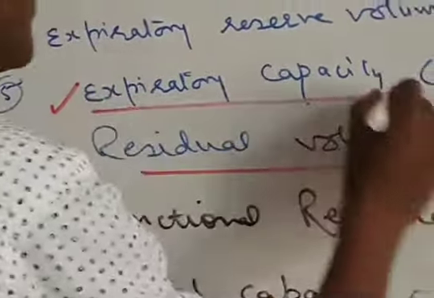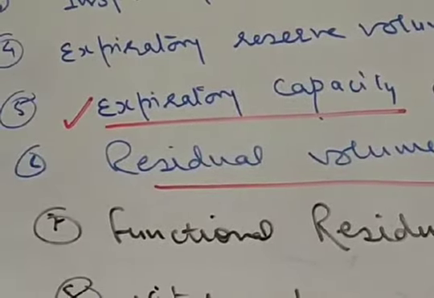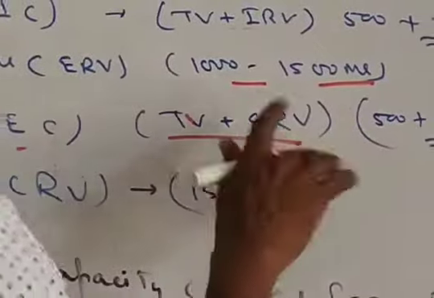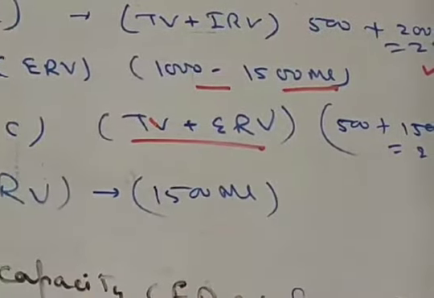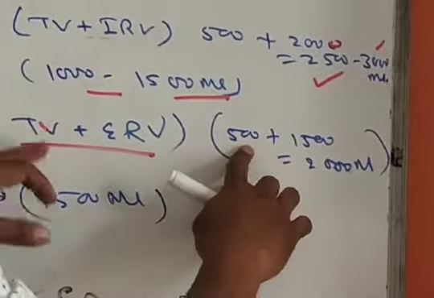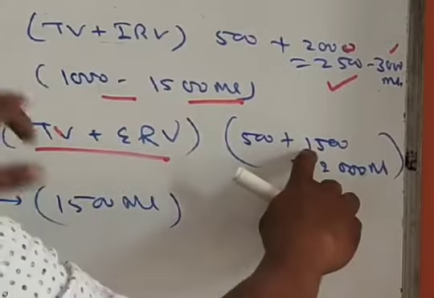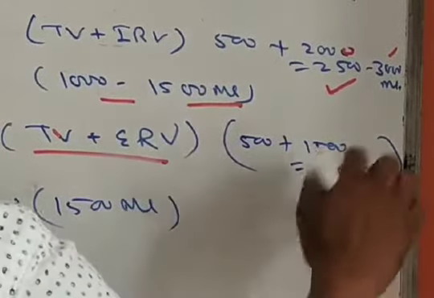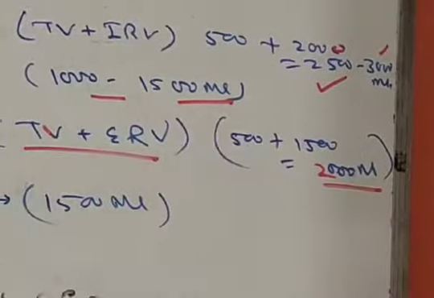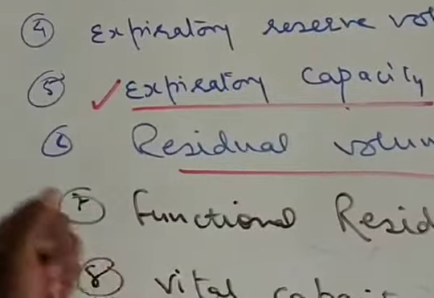Then the next term is expiratory capacity, or EC. It is the sum of tidal volume and expiratory reserve volume. That is, 500 ml is the value of TV and 1500 ml is the value of ERV. On adding these together, we get 2000 ml as the value of expiratory capacity.